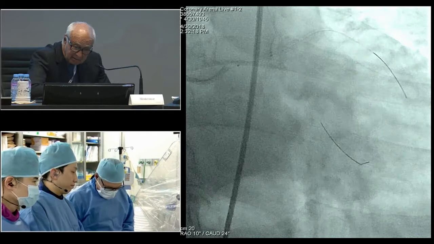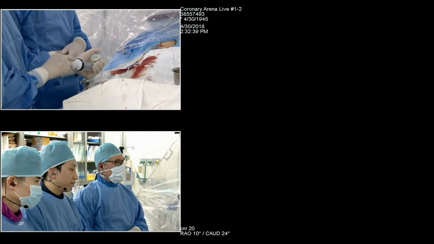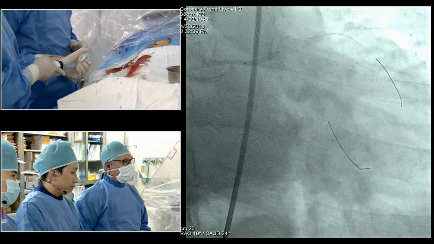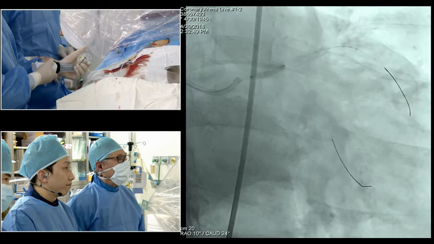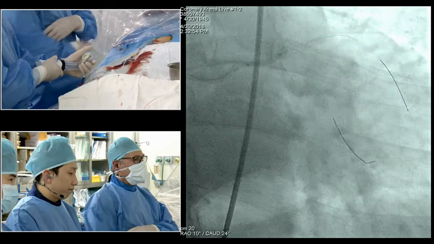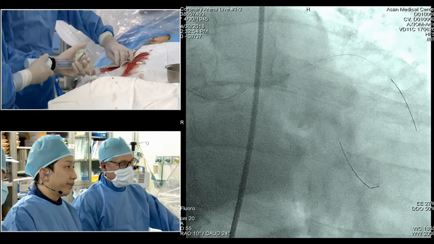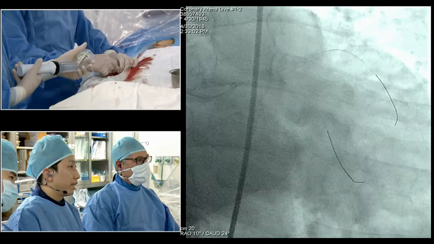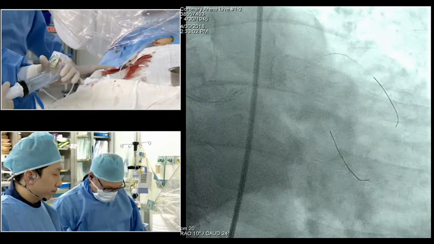Okay, so it's 3.0 non-compliant? Yes, 3.0. Okay, you can go to high pressure, 16. 16. I just want to be sure that we really open this plaque. Okay, you can go to 20 atmospheres. 20. Is that 3.5? 3.0. Okay, off. 3.0 by 15. Oh, you can see clearly that this vessel is a 3.5 vessel. The LED. Okay, we can inject.